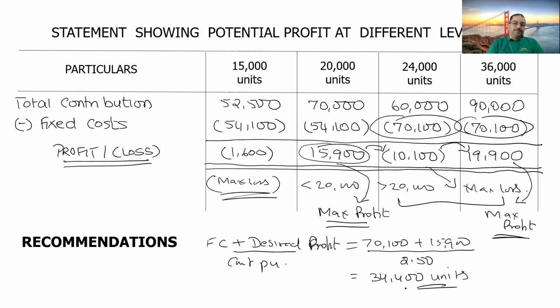Point number 3. To earn the minimum amount of profit of rupees 15,900, 20,000 units must be produced and sold.